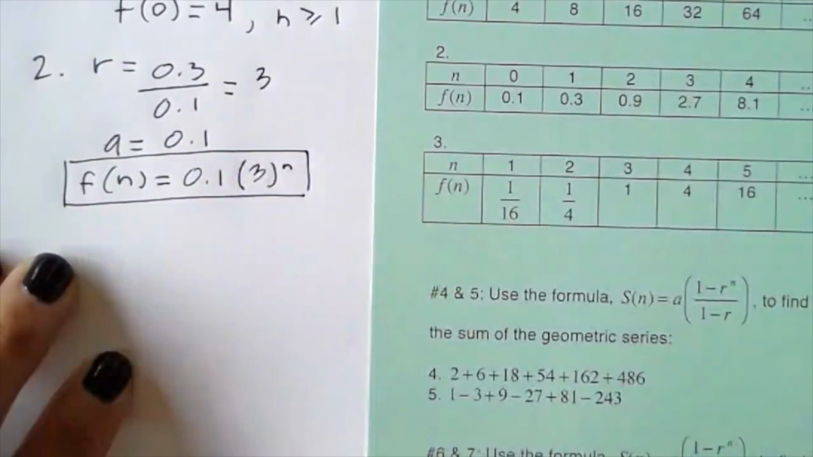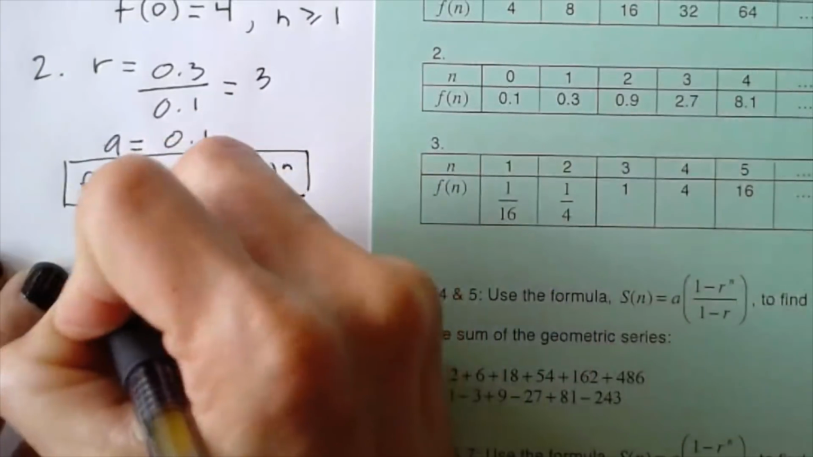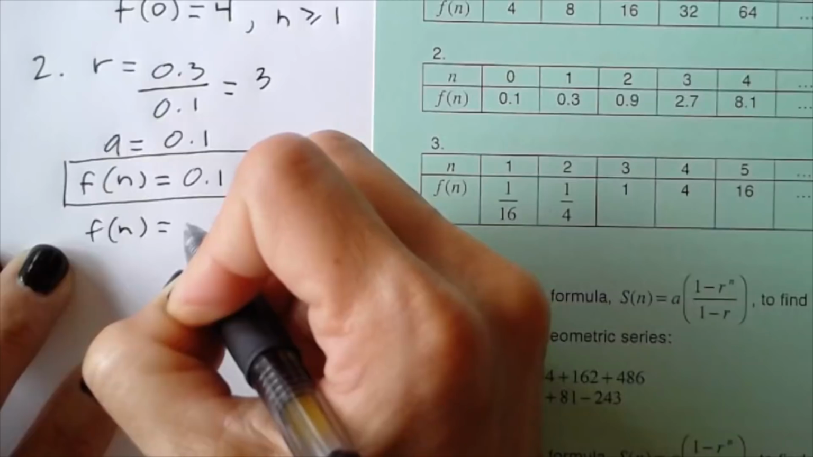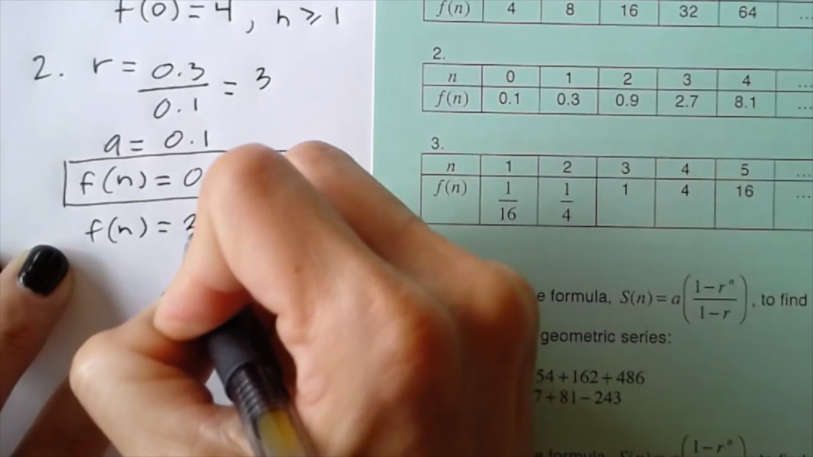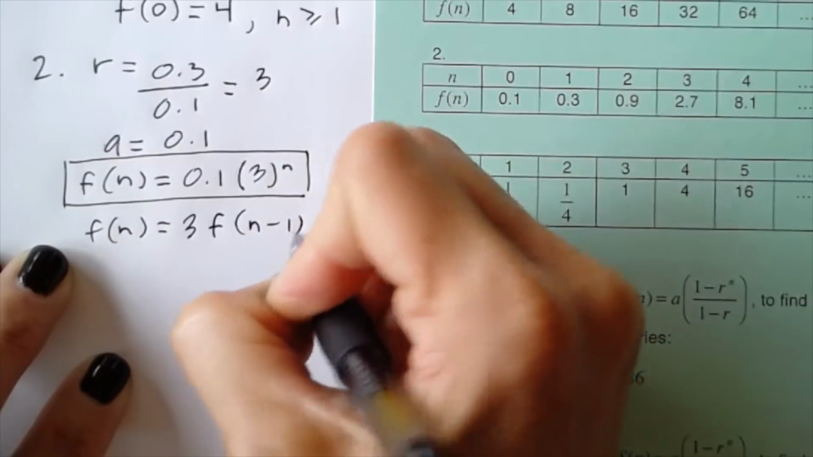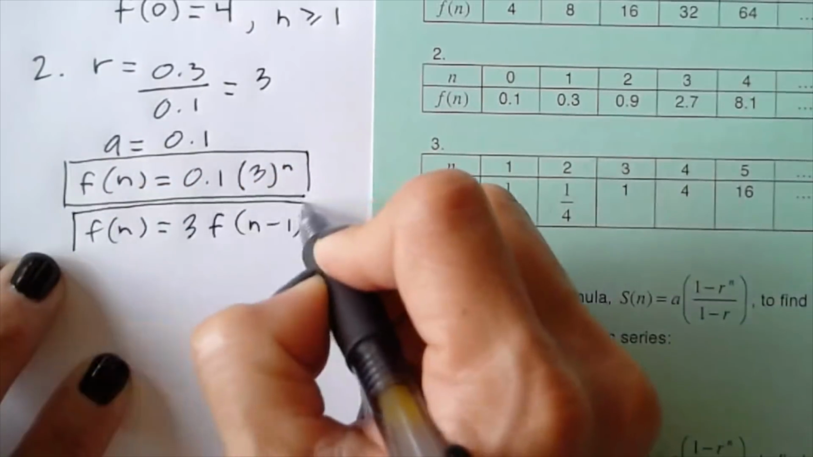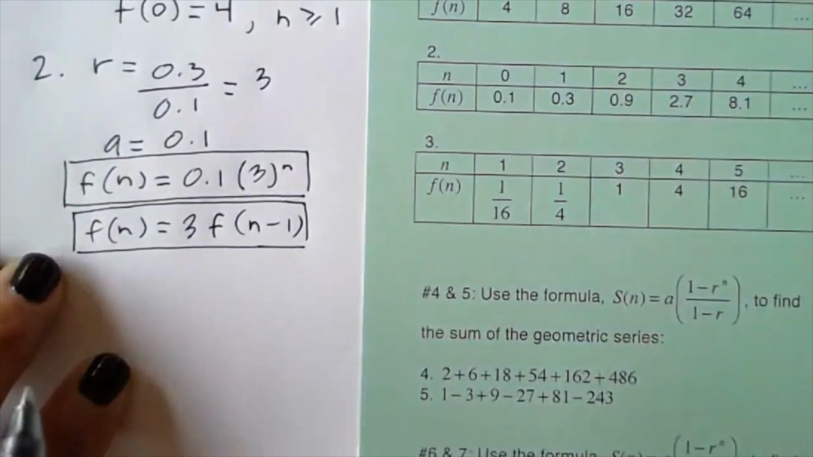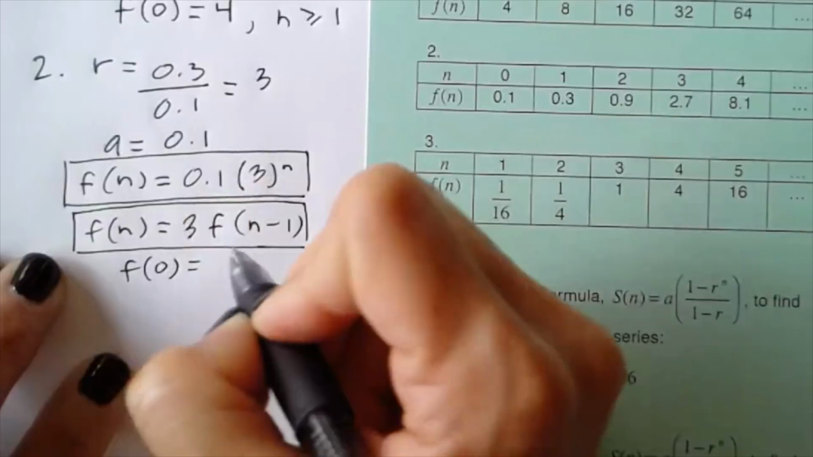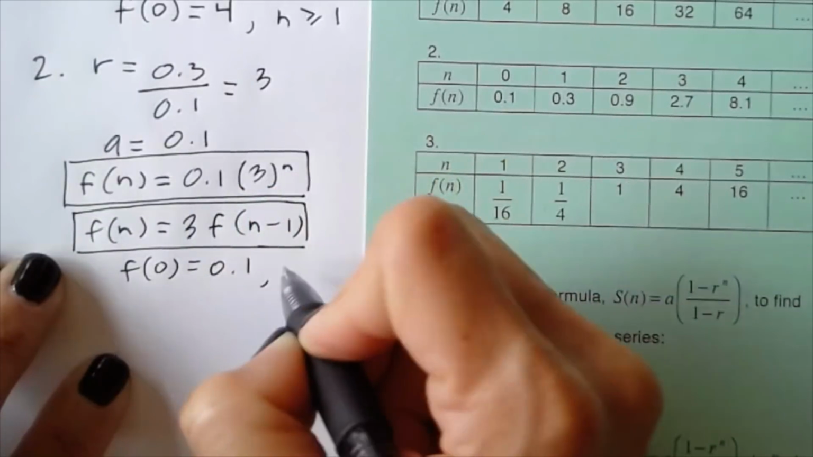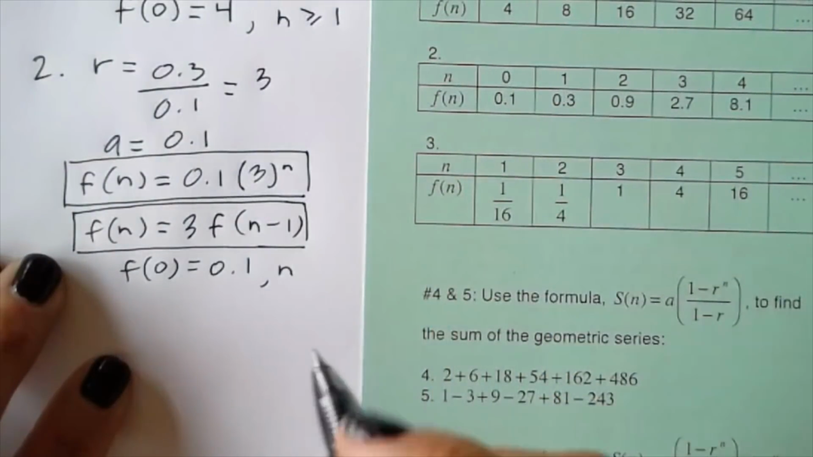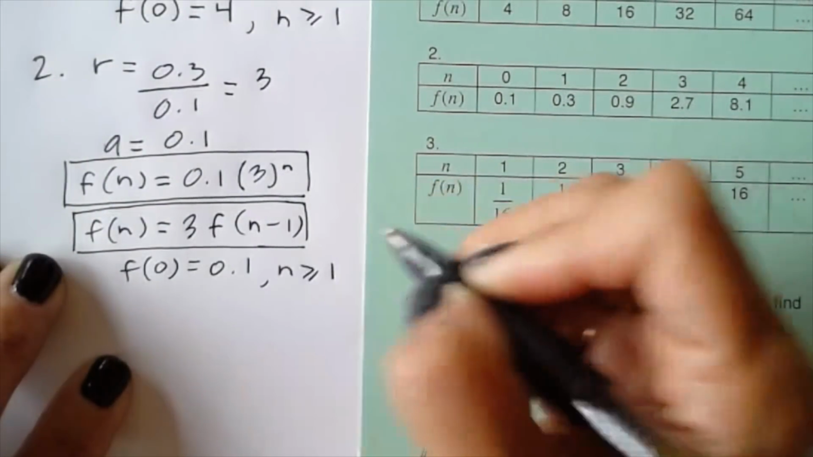And then for the recursive rule, we have that r is 3 times f of n minus 1. And again, for recursive rule, we're going to list the initial values, so f of 0 equals 0.1. And again, because n started with 0, we're going to write n is greater or equal to 1.